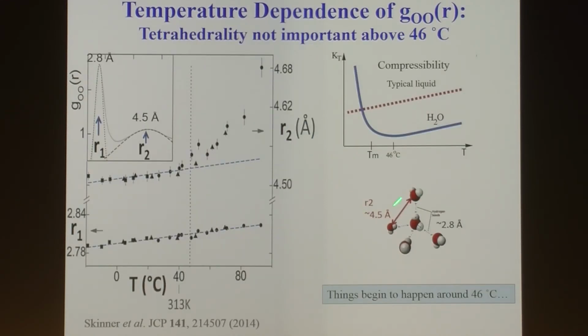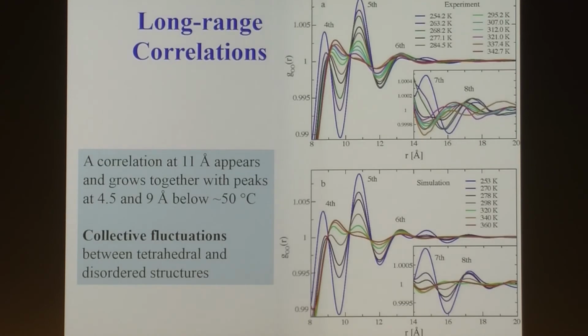And the second shell is connected to the tetrahedrality. That's this distance here. And what's interesting now is that the compressibility shows a minimum at 46 degrees. And then it starts to grow here. So things begin to happen around 46 degrees. We can look in more detail when we have these fantastic data going so far out. So we can actually analyze in the experiment as a function of temperature, even out to 18 angstrom, and we find structures out there. And those structures are temperature dependent.